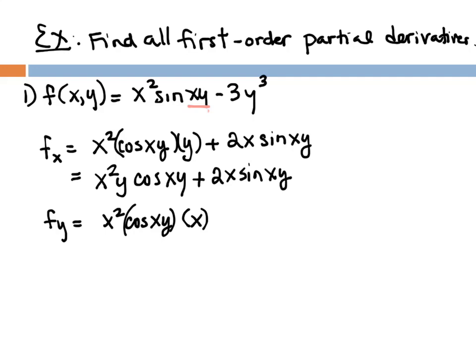All right, the other piece, and that's it. I mean, that's the whole piece of the x squared sine xy. The other part of it, negative 3y cubed. What'd I get? Yeah, negative 9y squared. And I'll take just a touch to simplify this. I can actually have this as x cubed cosine xy minus 9y squared.